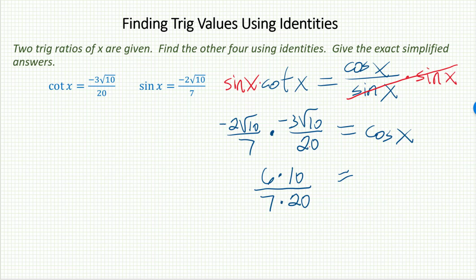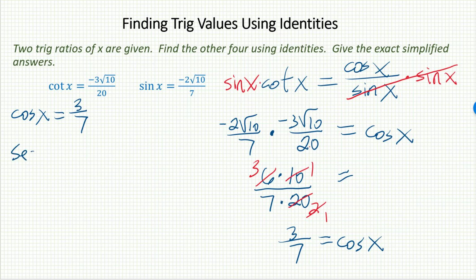Sure enough, 10 goes into 20 twice, so I can divide out a 10. And then after that, I see that 2 and 6 share a common factor, so I'll divide top and bottom by 2. I think everything's done now. I'm left with a 3 on the top and a 7 on the bottom. So there's my value for cosine x. I'll start listing the answers over here.